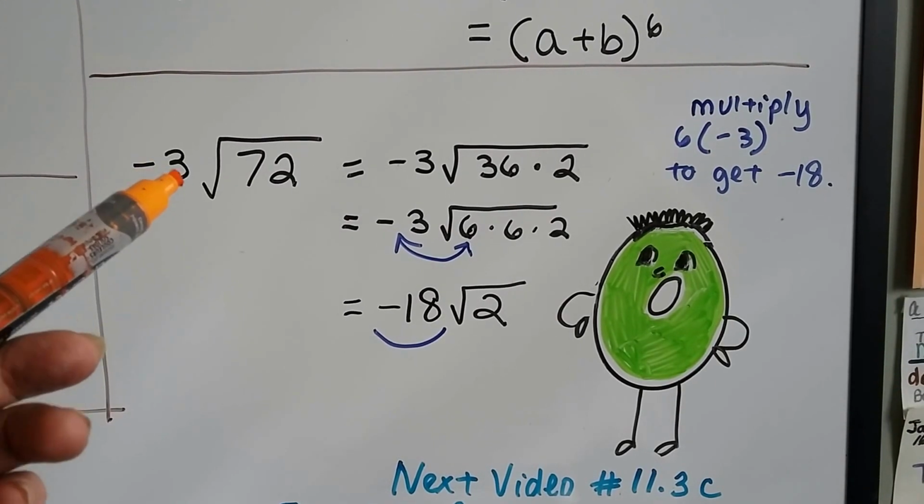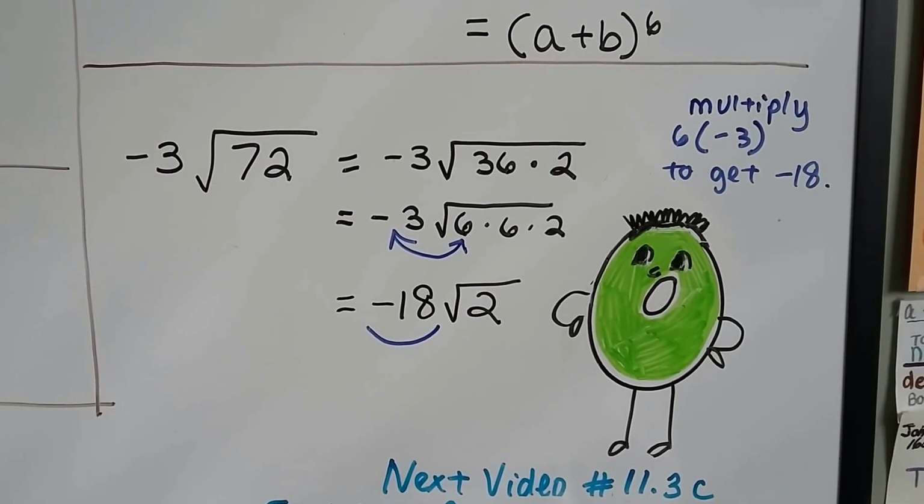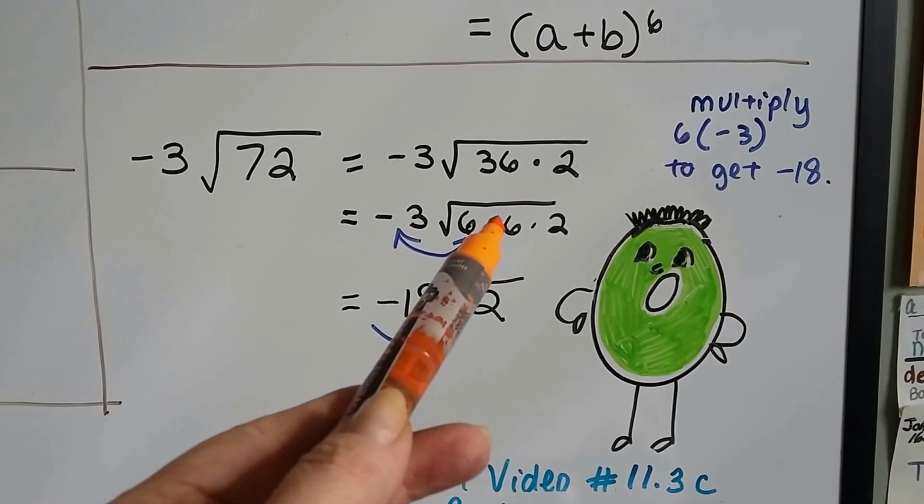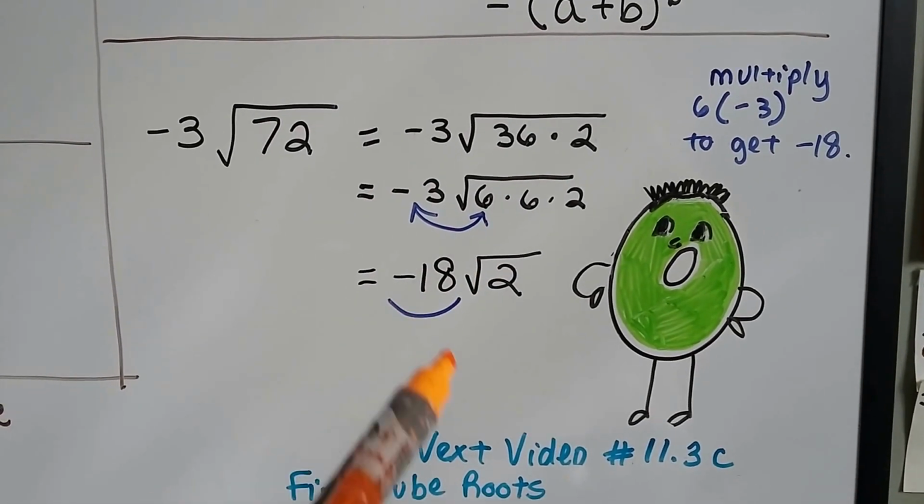So if you see something like this and it says simplify it, work on the inside first, and then when you find your perfect pair, then you multiply it to the one on the outside to get your answer.